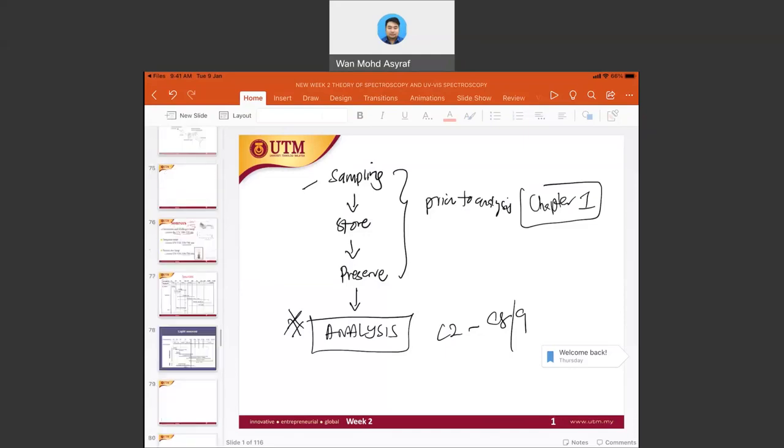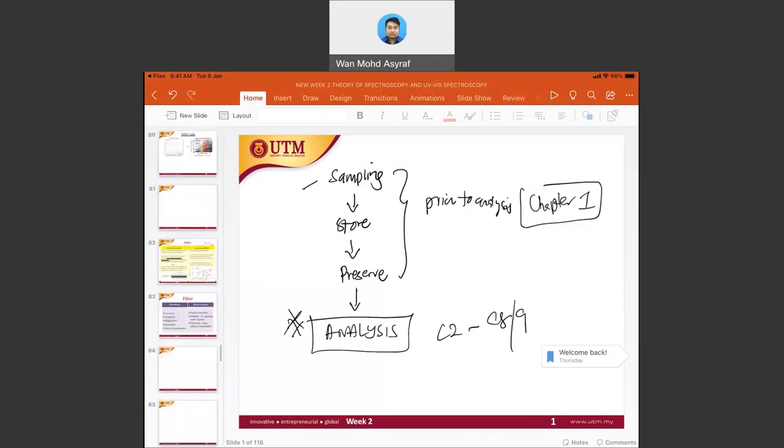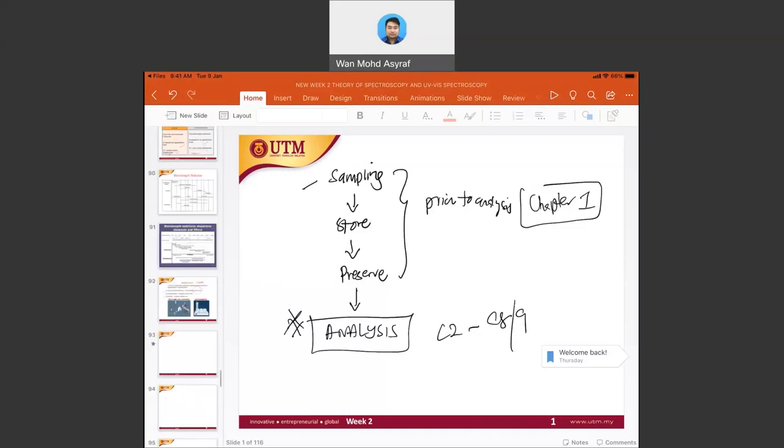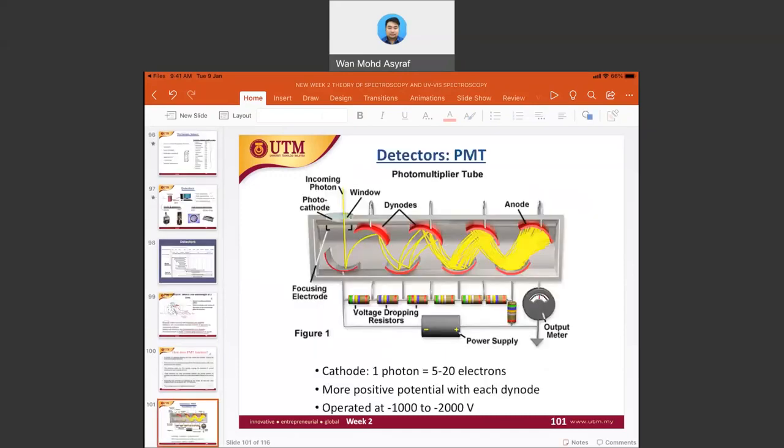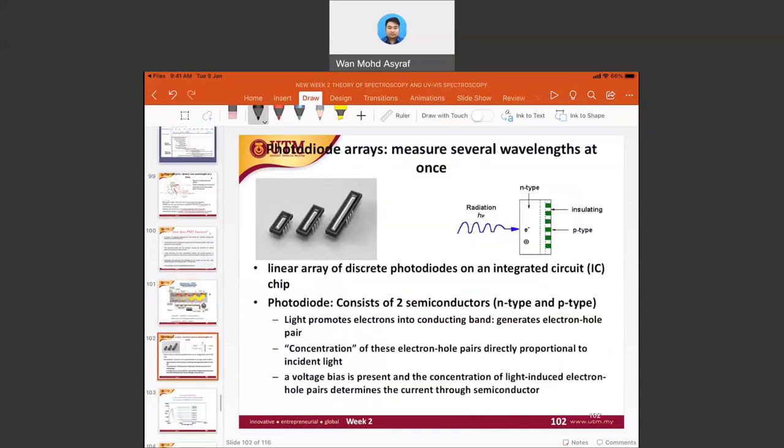This is another illustrative figure on how you are going to describe a photomultiplier tube. By this, you need to know the importance of it. The second detector is a photodiode array.